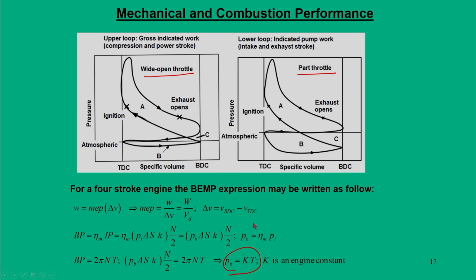So, in this way we can interpret the brake mean effective pressure for the engines, and this is written for 4 stroke, but for 2 stroke this n by 2 will be replaced by only n. However, in our situations we always use 4 strokes. So, we will go ahead with this expression.